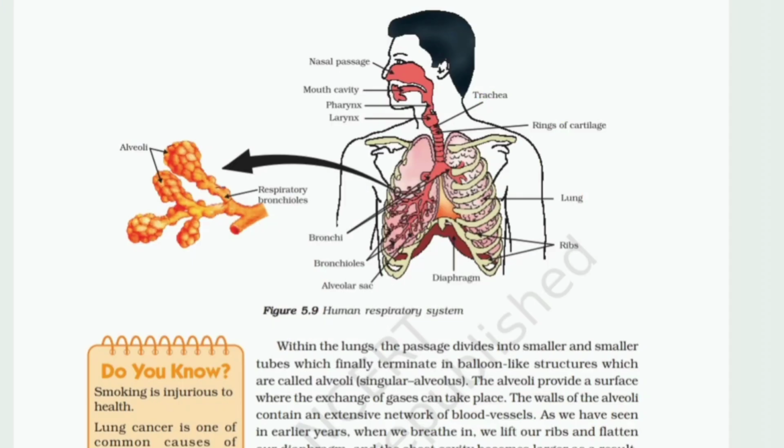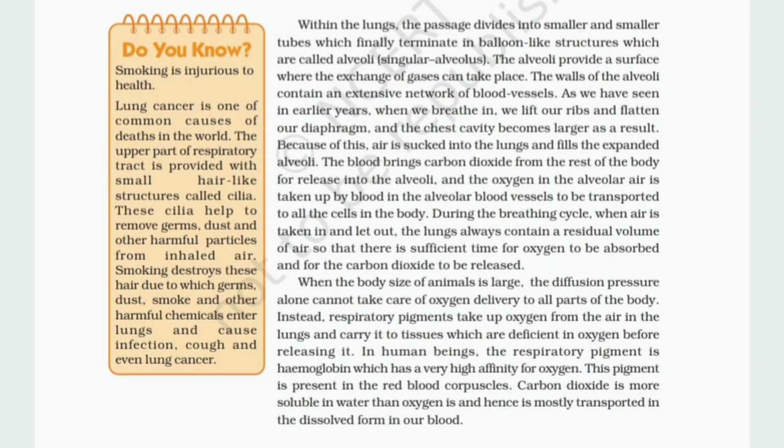Within the lungs, the passage divides into smaller and smaller tubes which finally terminate in balloon-like structures which are called alveoli, singular alveolus. The alveoli provide a surface where the exchange of gases can take place. The walls of the alveoli contain an extensive network of blood vessels. As we have seen in earlier years, when we breathe in, we lift our ribs and flatten our diaphragm, and the chest cavity becomes larger as a result. Because of this, air is sucked into the lungs and fills the expanded alveoli.